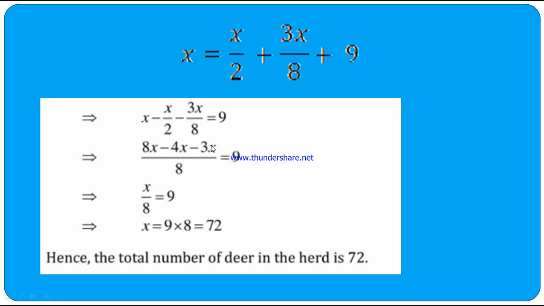Now the numerator can be simplified: 8x minus 4x minus 3x, that is 8 minus 4 minus 3. Take 8 positive, then minus 4 minus 3 are both negative, so add them to get minus 7. 8 minus 7 is 1. So 1x, that is x by 8, equals 9. Then you send this 8 to the right-hand side and it becomes multiplication. So x equals 72. So the total number of deer in the herd is 72.